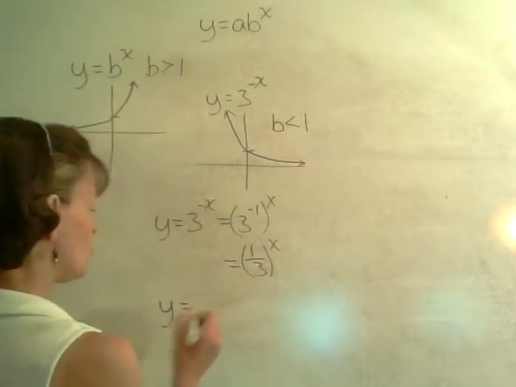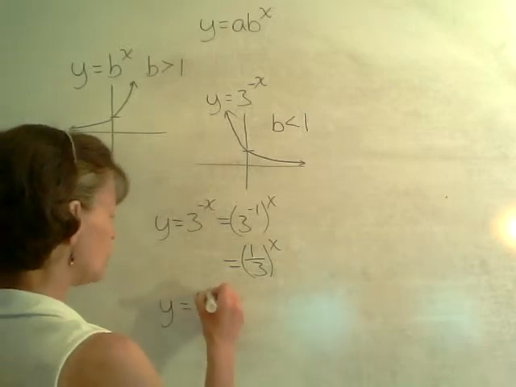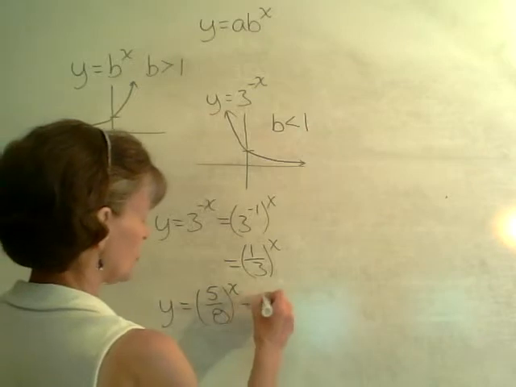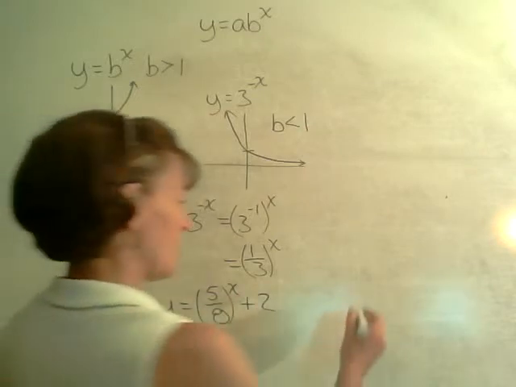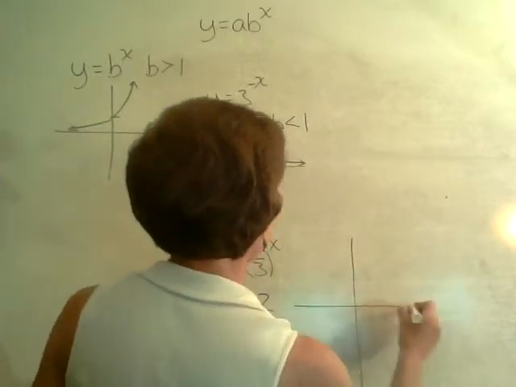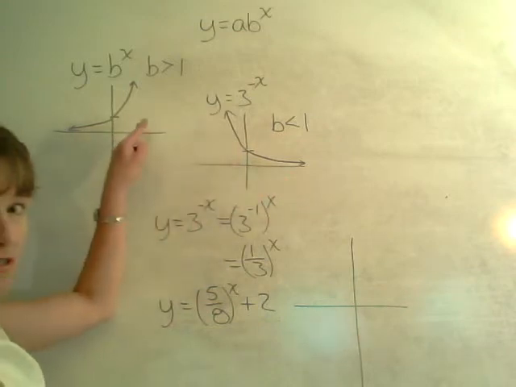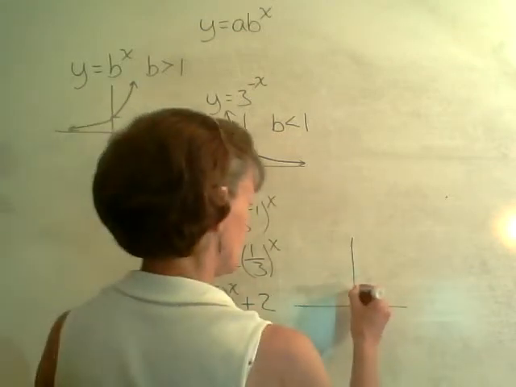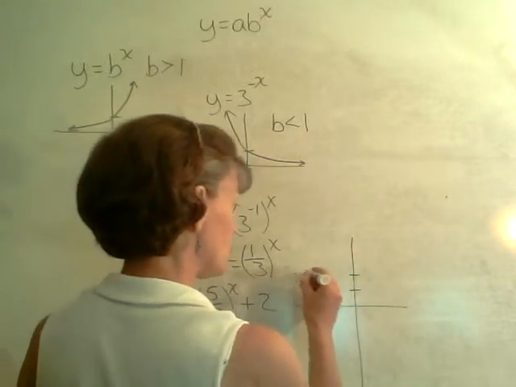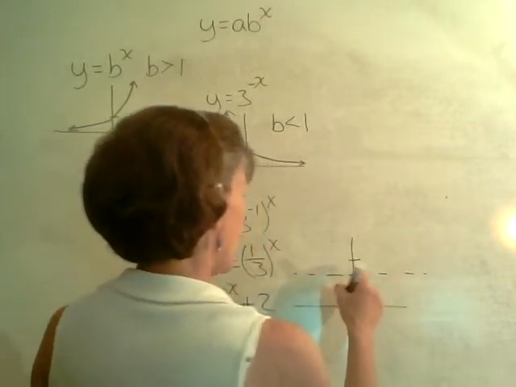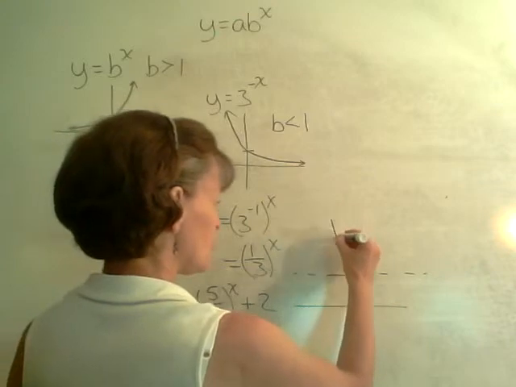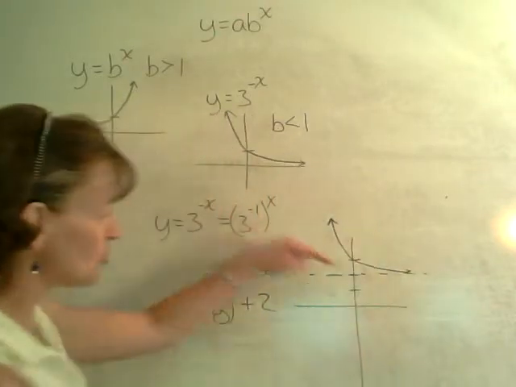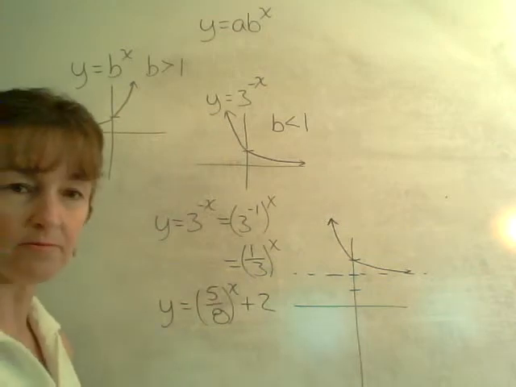So, for example, if I wanted to graph y equals 5/8 to the x, let's say plus 2, then the parent graph for this one is going to be this curve, not this one. It's going to be this curve, and we're going to shift it up 2. So we go up 2, which means my asymptote goes up 2. And the curve's going to go through this point, but it's going to be a decreasing function rather than an increasing function.